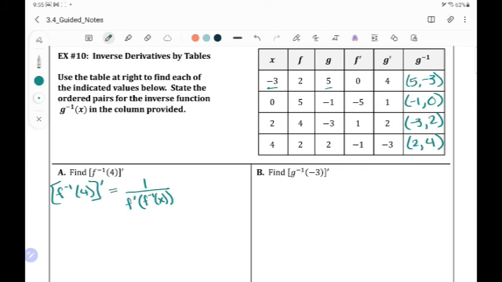If we know the f inverse of 4, then that means we know f of 4, because remember the x and y trade places. So if we go to our original table, f of 4 equals 2, then that tells us that f inverse of 2 equals 4. So now I can use this information to plug in here. I'm going to do 1 over f prime of f inverse of 2 equals what? Sorry, f inverse of 4 equals 2.